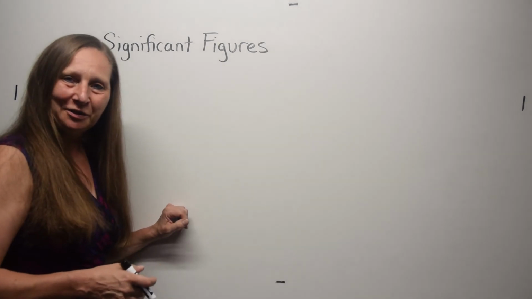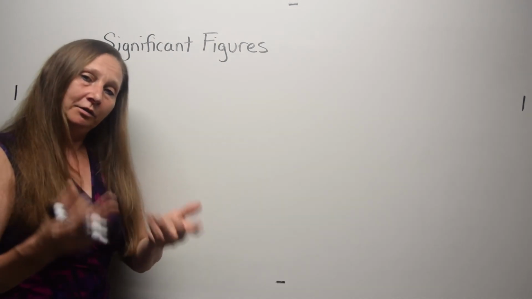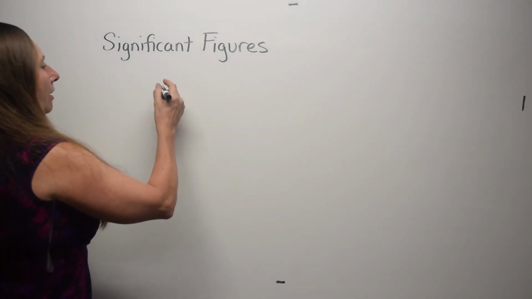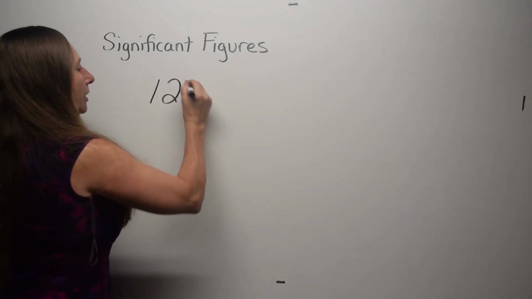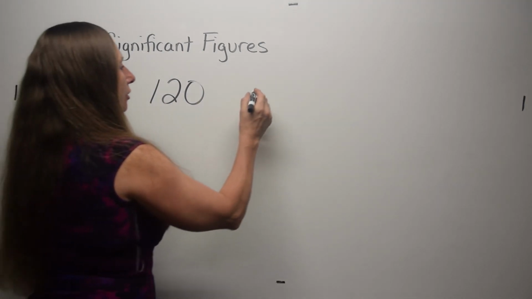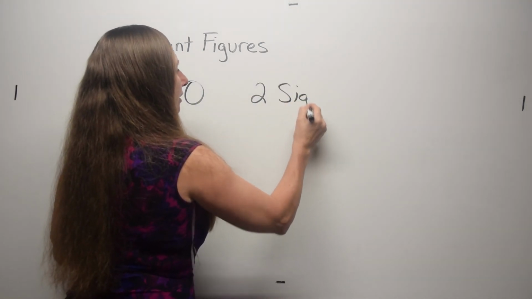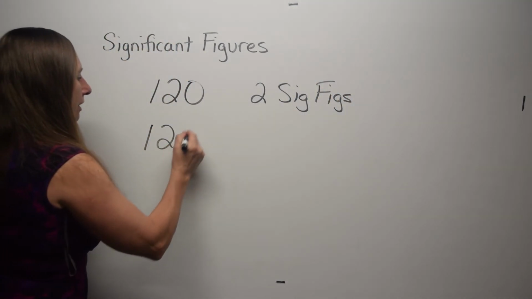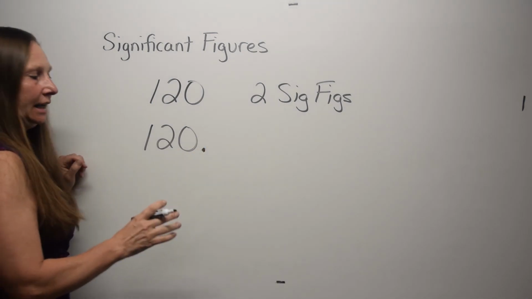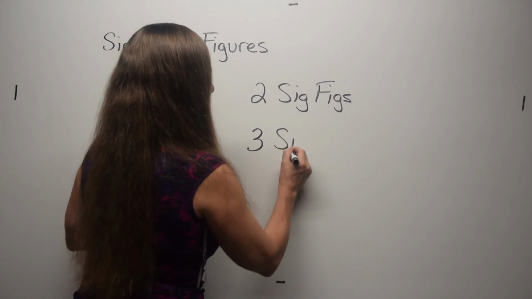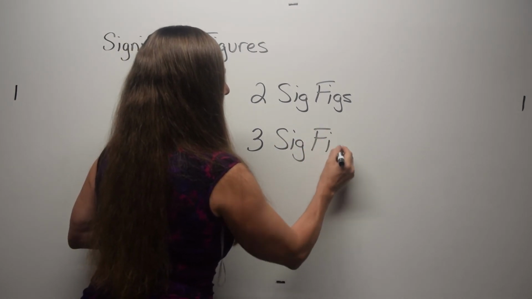Just a word about significant figures. It's coming up in a video very shortly, but just quickly right now. If I write 120 without the decimal point, then these two numbers are significant. You've got two significant figures. I'm going to put 2 sig figs. When you put the decimal point, you're telling everybody that this 0 is also significant. So here you have 3 significant figures.